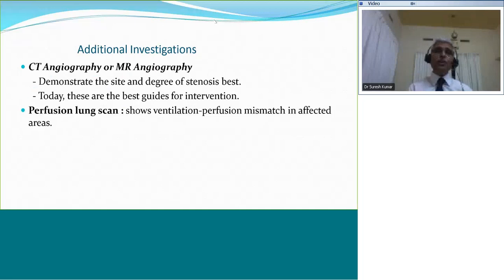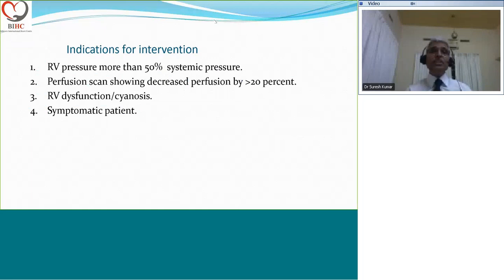A CT angio or MR angio would show the stenosis best, and a perfusion lung scan will show a ventilation perfusion mismatch. Indication for intervention in these cases would be an RV pressure more than 50% of systemic pressure, or a perfusion scan showing decreased perfusion by more than 20% compared to the contralateral side, RV dysfunction or cyanosis, or a symptomatic patient.